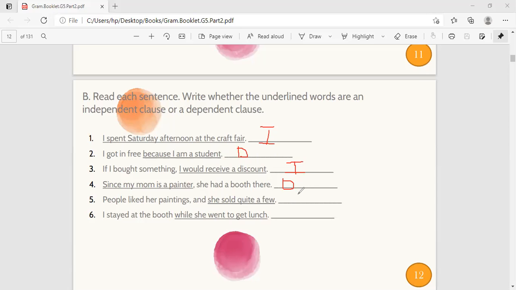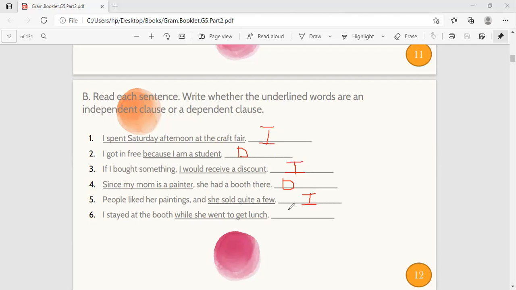Miss, what do I mean? Just tell me, is it a dependent or an independent clause? "She sold quite a few." She sold a few of her paintings. Dependent? Why? No, independent. It makes a complete idea. It can stand on its own. Yes. I forgot that. No problem.